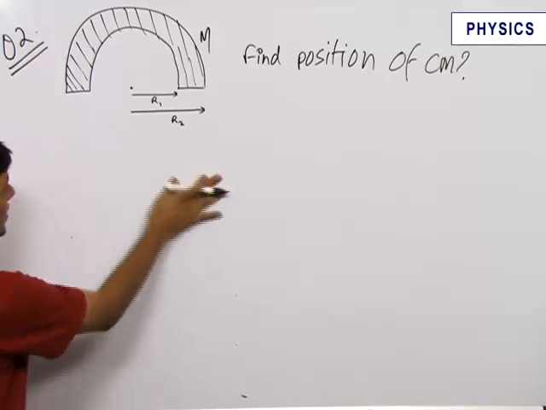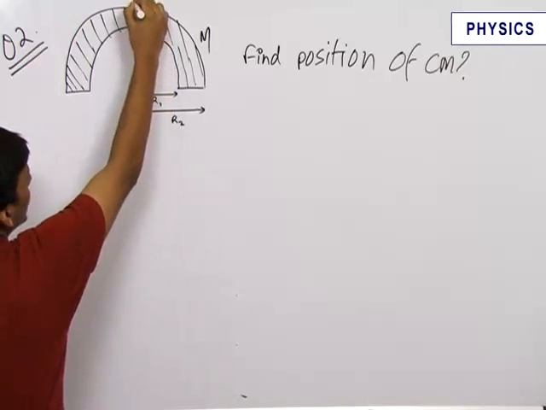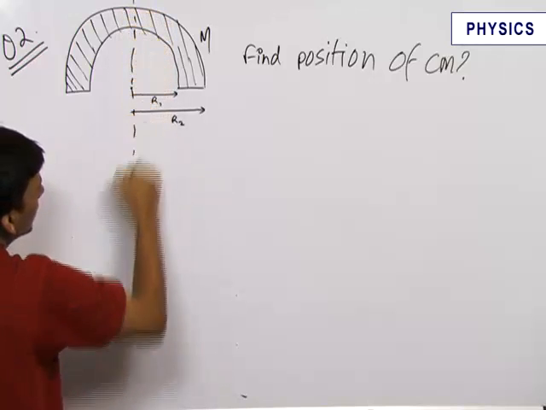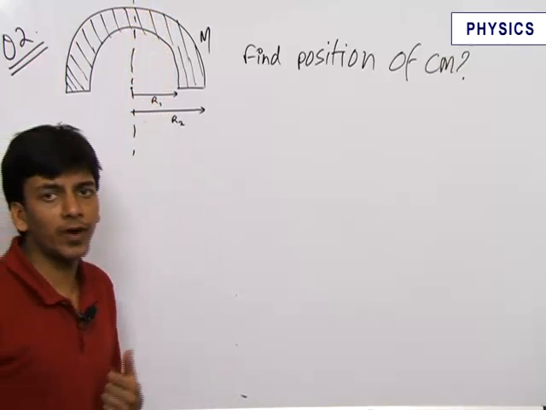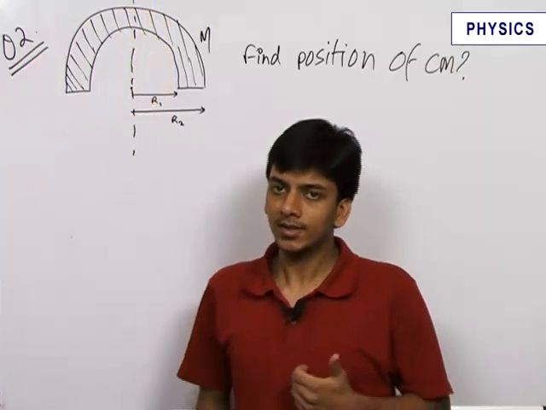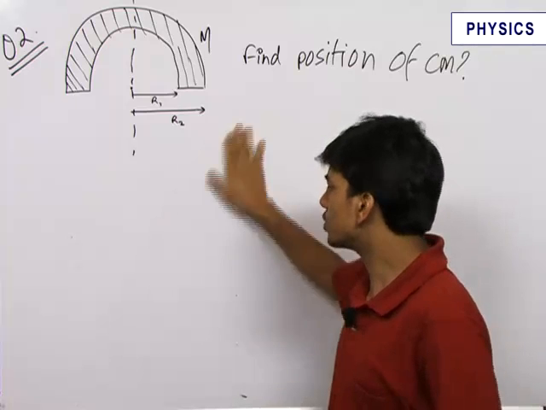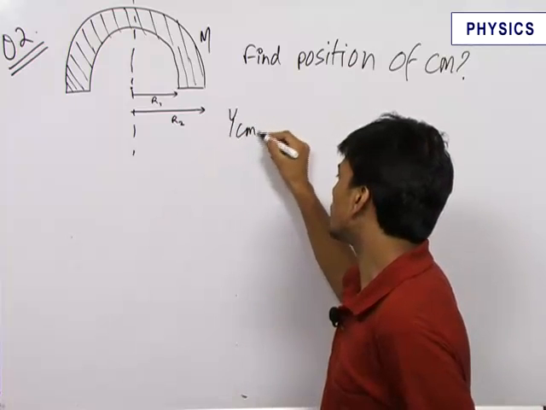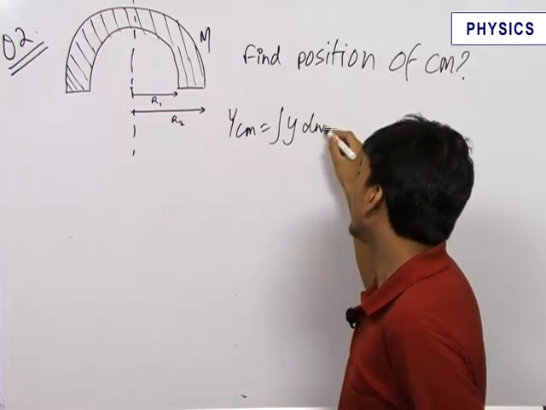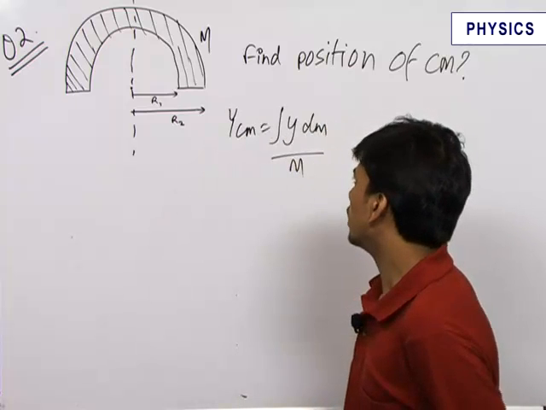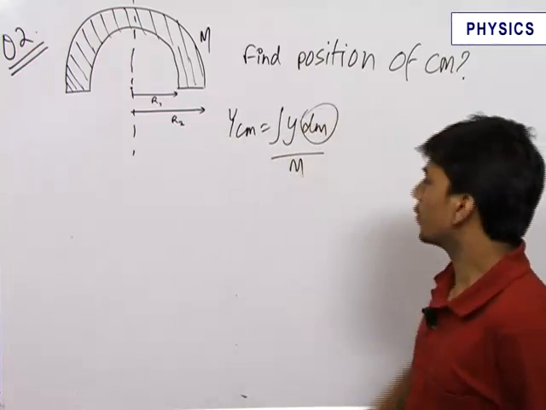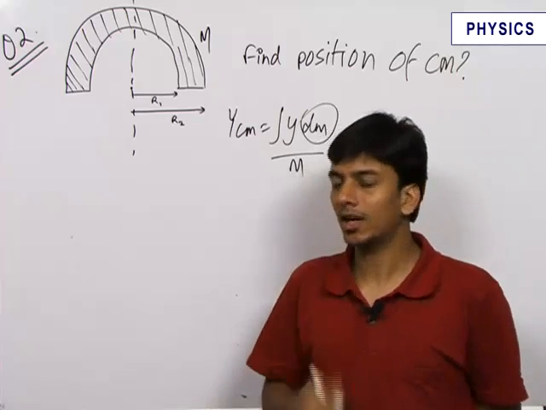Now again, we start with the center of mass lying on this axis, as it is the axis of symmetry. So the only thing we need to find out now is the y coordinate of the center of mass. The first thing that comes to our mind is y coordinate of center of mass is equal to integration y dm upon total mass. So we have to search for the small elements now.